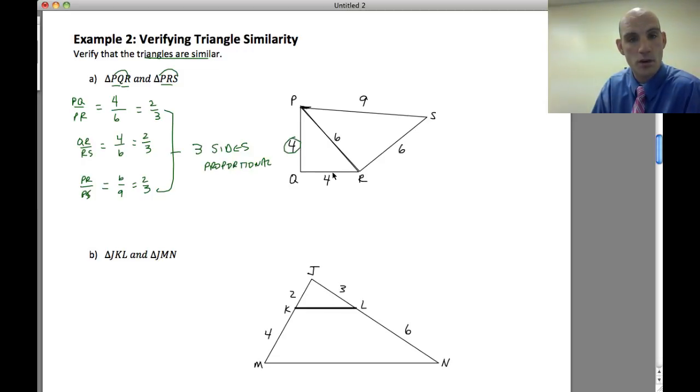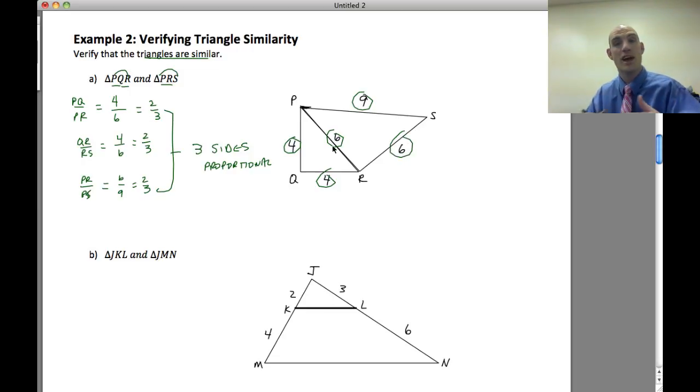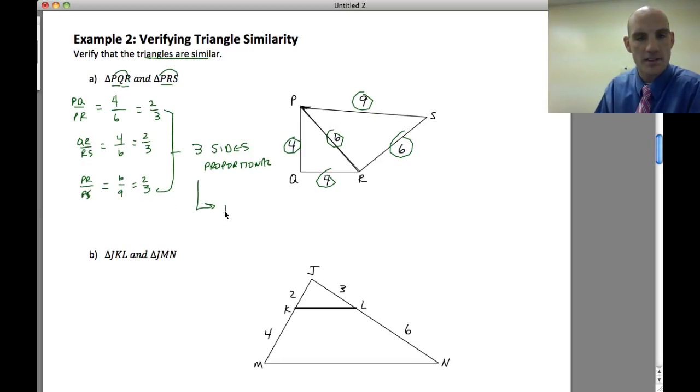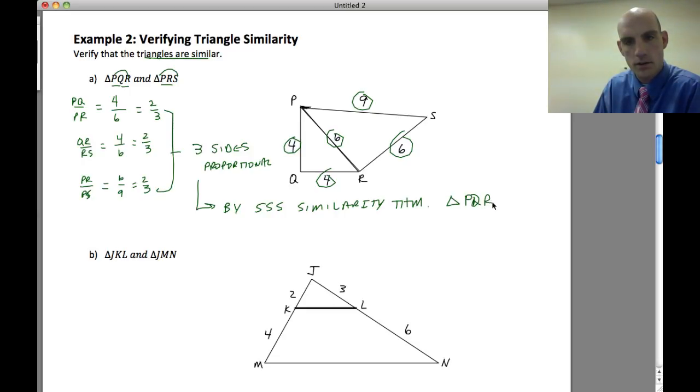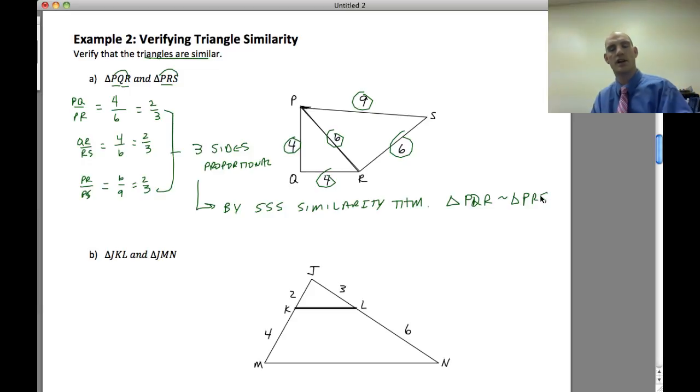And because I was given 1, 2, 3, 1, 2, 3 sides of each, I decided to test the sides. Well, if 3 sides are proportional, I can say by the side, side, side similarity theorem, triangle PQR is similar to triangle PRS. That's how this works, guys. So we use the theorems and the information that's given to try to prove this.